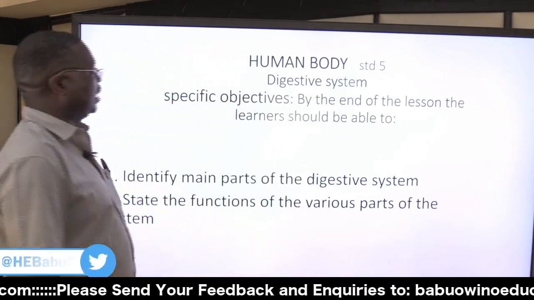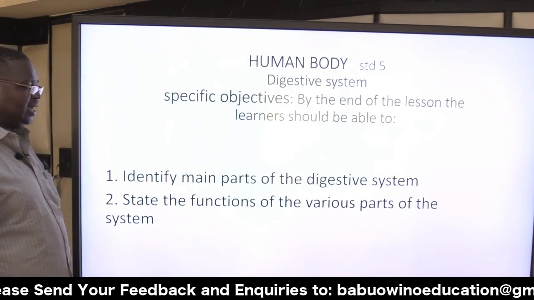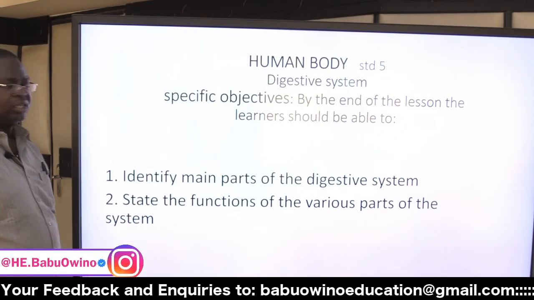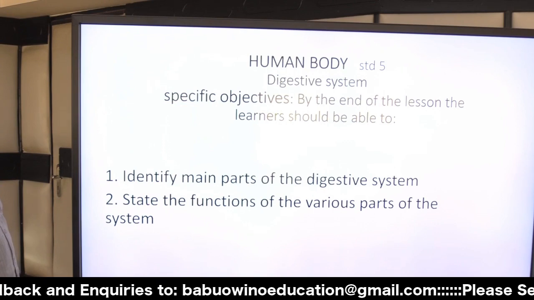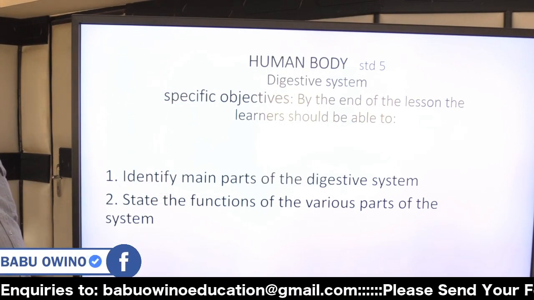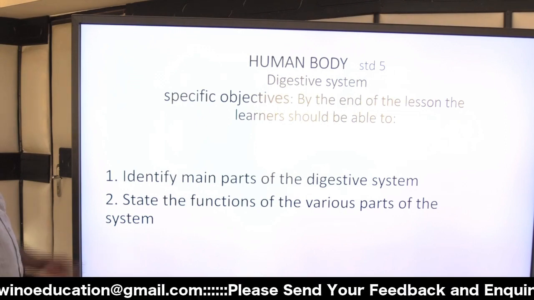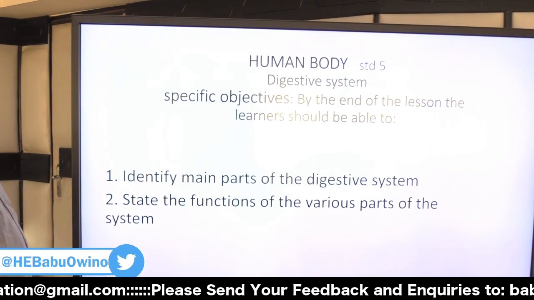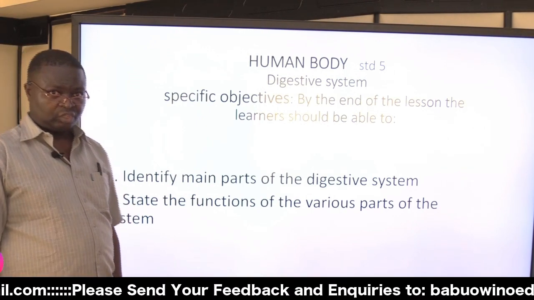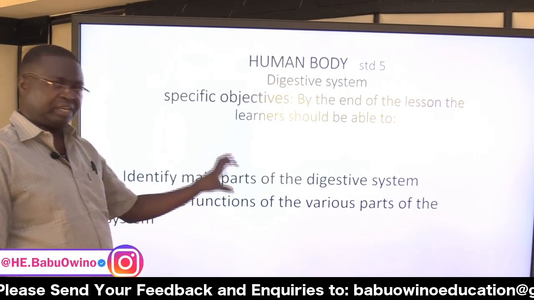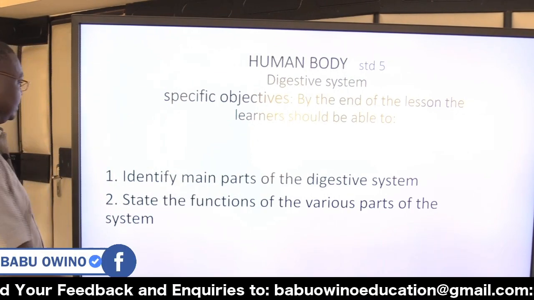In your muscle, for example, so that you get energy. So today we're going to look at how the system works, and the objectives of today are clearly written on the board. By the end of our lesson, you should identify the main parts of a digestive system, then state the functions of the various parts of the system. So it will not be a very long lesson, but it's very important. You cannot miss it in KCPE.